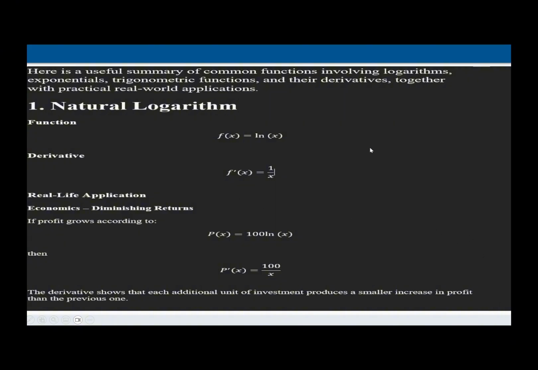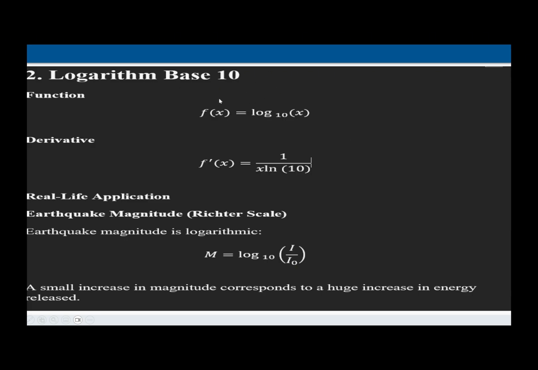So natural logarithm, right? Natural log is different from base 10. This is base 10. Go to the other one called natural log. So that's very important: 10 is a constant here. So f equals log base 10, and the derivative is 1 on x log 10. Just this is the constant, right?